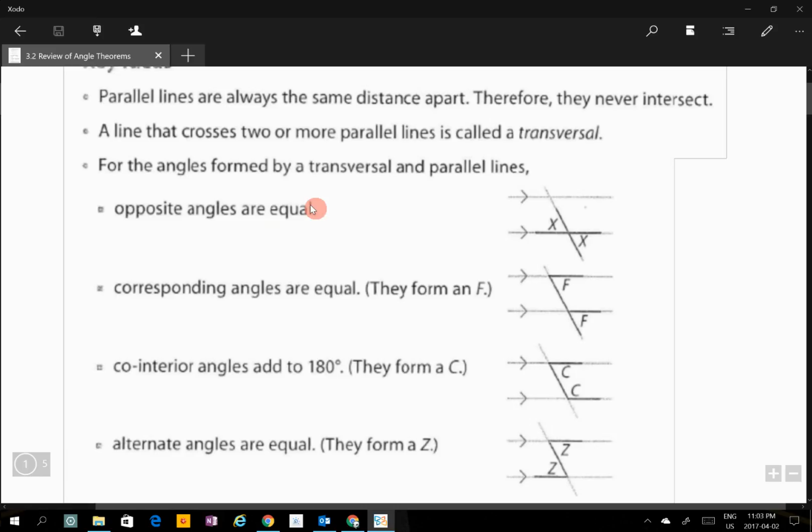Opposite angles are equal. So we're saying this angle over here is equal to this angle over here. Same thing if I said this angle over here will also equal this angle over here. Corresponding angles are equal, so they form an F. So if you notice, we have an angle here and we have an angle here. These are going to be equal, okay? And similarly, even on the other side, if you reverse the F, you have an angle over here, which will be equal to the angle over here.